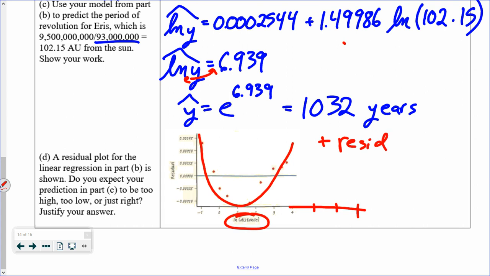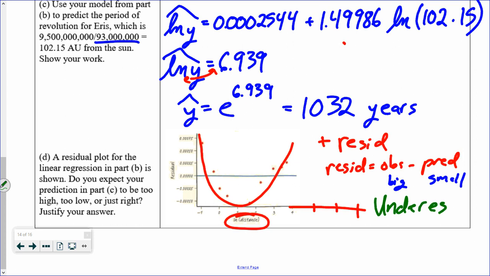Well, what does a positive residual mean? Remember how residuals are calculated. A residual is the observed value minus the predicted value. So if we've got a positive residual, that means the observed value is much, much larger than the predicted value. Big, small. So if our observed value is much larger than our predicted value, we are underestimating. Too low. Underestimate. Very nice.